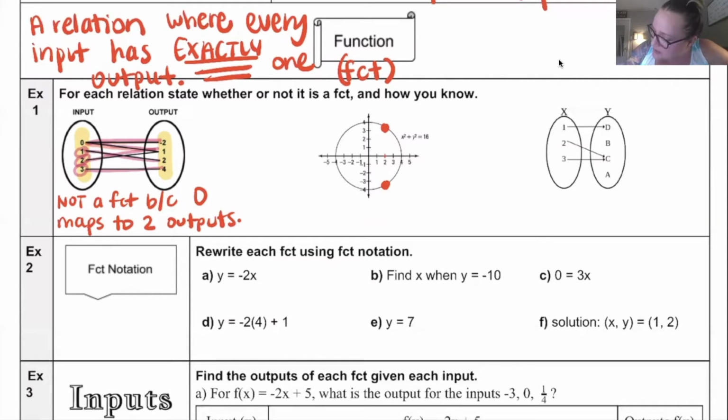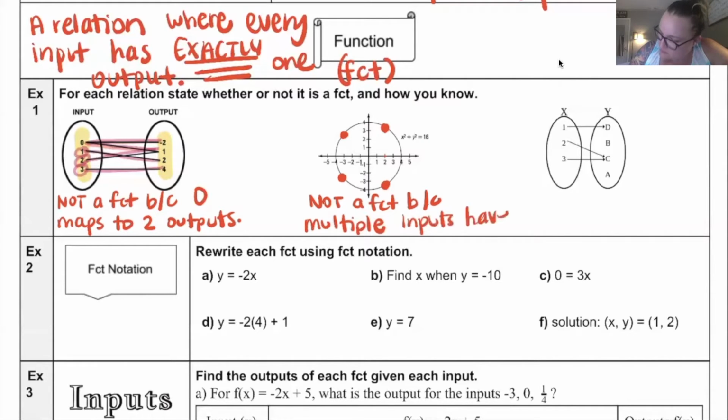We'll look at the input -3. It also maps to 2 outputs. So a circle has a whole bunch of inputs that map to more than one output. So this is not a function, because multiple inputs have more than one output.